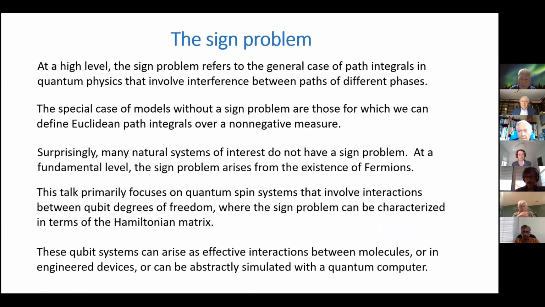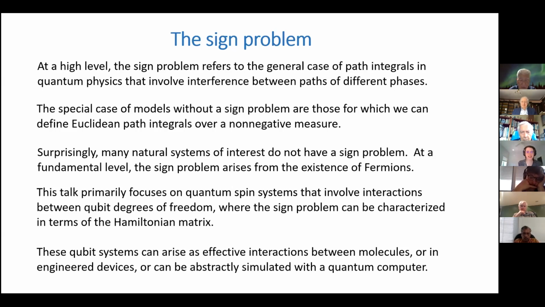So what is the sign problem? For me, the central definition is that it refers to the general case of path integrals in quantum physics that involve interference between paths that have different phases associated with their amplitude. So the special case of models without a sign problem are those for which we can define Euclidean path integrals over a non-negative measure. When I say Euclidean path integrals, I'm talking about thermal equilibrium states, or maybe if you take the limit, then ground states as well.